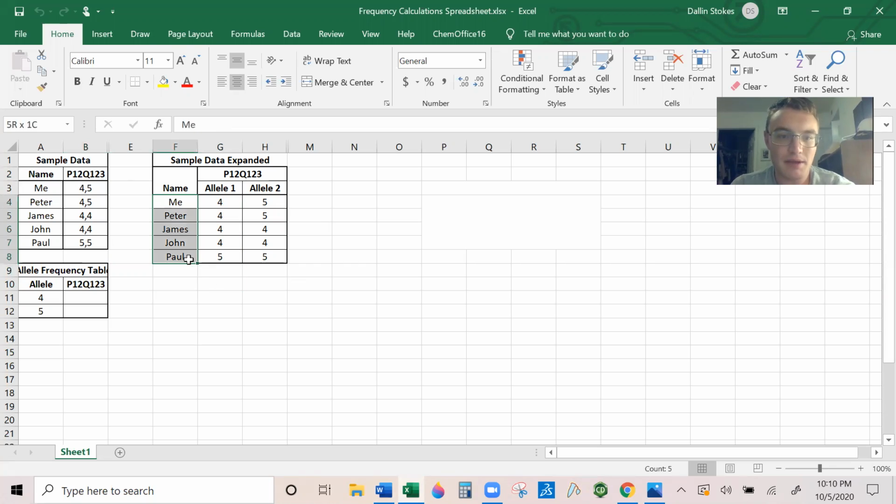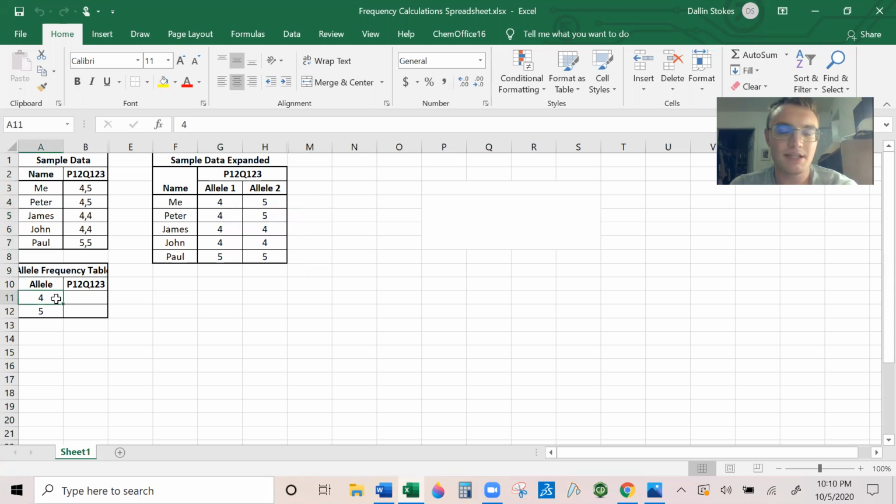So we've got 5 people in my population. Each one has 2 alleles. So there are 10 total alleles in the population. If we were sampling 10,000 people, then there would be 20,000 total alleles because every person would have 2 at that locus. Does that make sense? So in my situation, we have 10 alleles in the population.